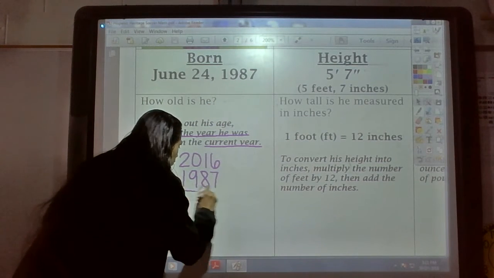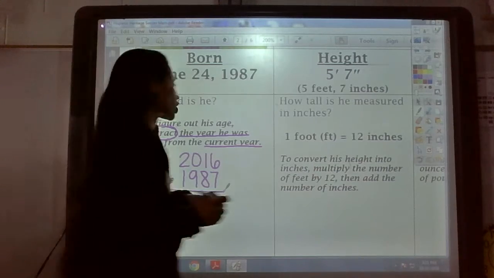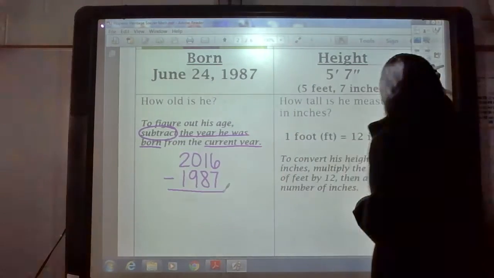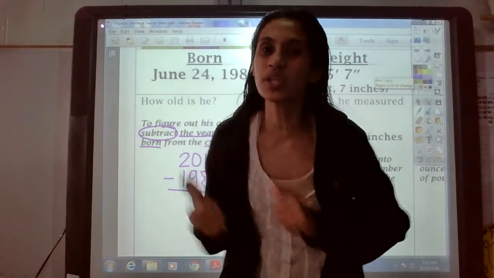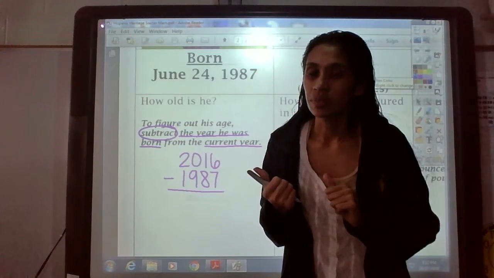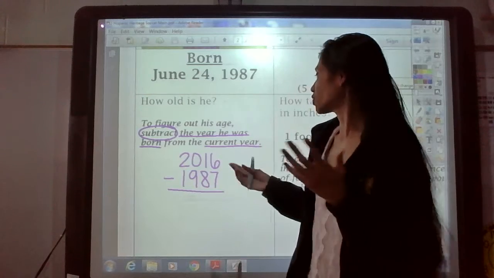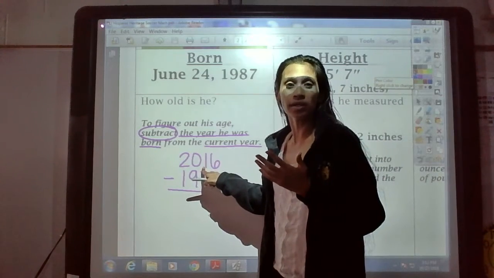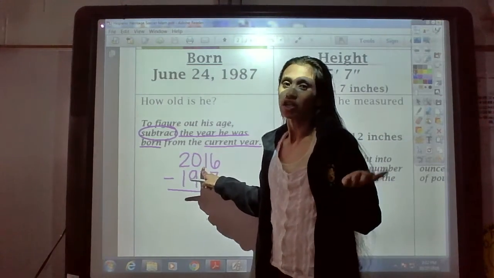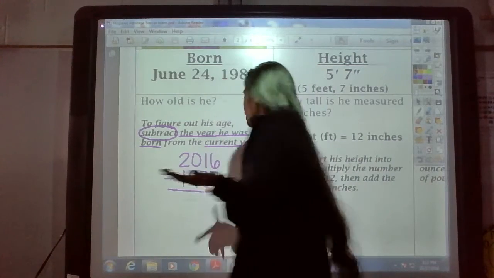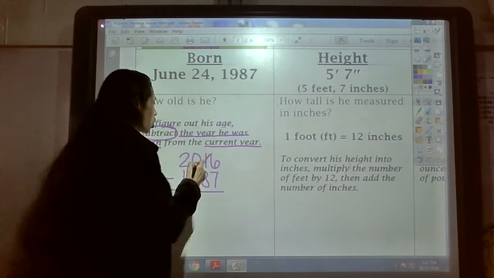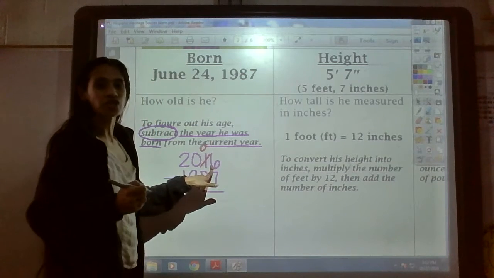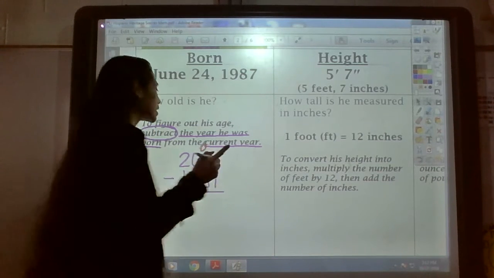1987. All right, so let's subtract. 6 take away 7. You can't do that. So what does that 6 have to do? Borrow from a friend. So what friend? Can it borrow from the 1? Yes, it can borrow from 1. So we're going to cross out that 1, and now the 1 turns into a 0, and the 6 turns into a 16.